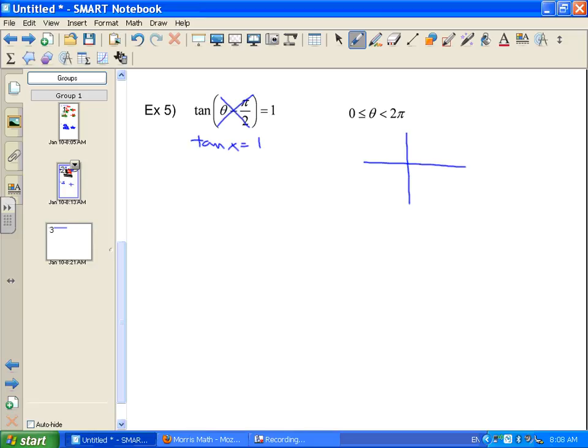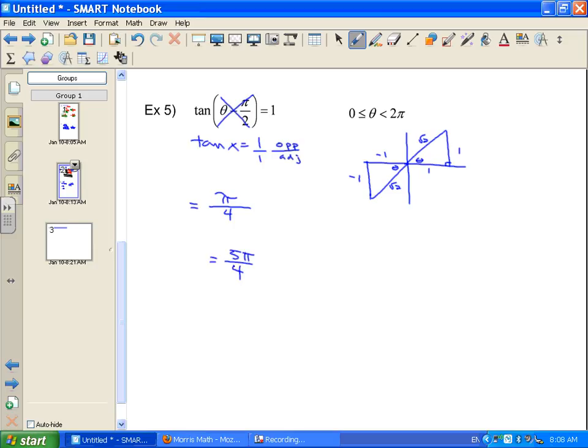Why will that work? Because tangent is opposite over adjacent, and that means that the opposite and adjacent have to be the same. The only place that's going to happen is a 45, 45, 90. Now it's positive, so tangent is positive in the first quadrant and the third, because they're both negative, so I'll get -1 over -1, still a positive 1. So what angles are those? 45, so I get in radians pi over 4, and the other one, 5 pi over 4.